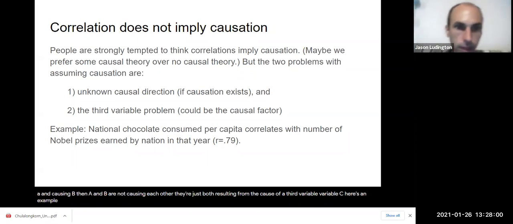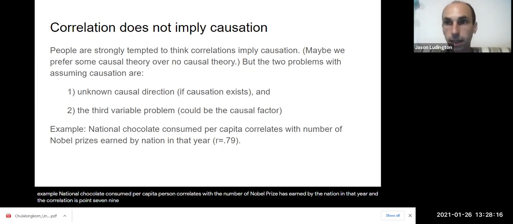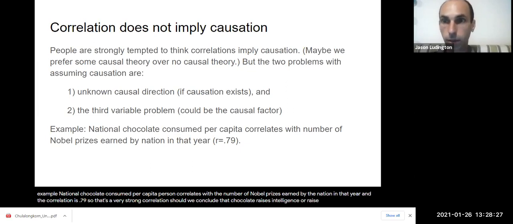Here's an example. National chocolate consumed per capita, that means per person, correlates with the number of Nobel Prizes earned by the nation in that year. And the correlation is 0.79. So that's a very strong correlation. Should we conclude that chocolate raises intelligence or raises creative ideas, or what? What do you think?